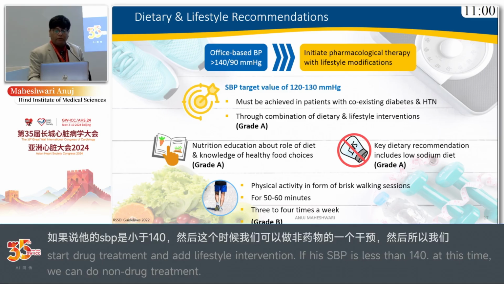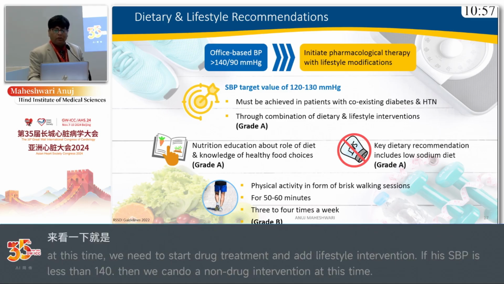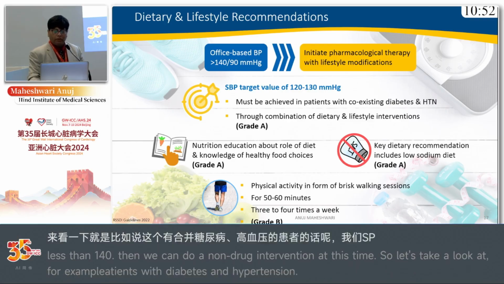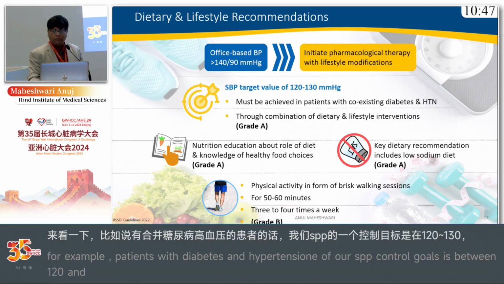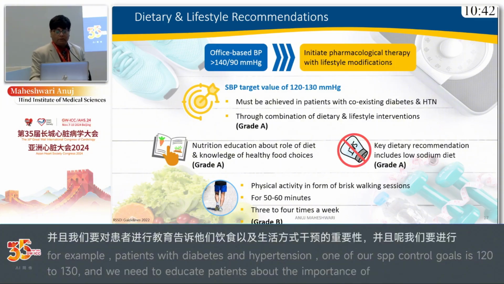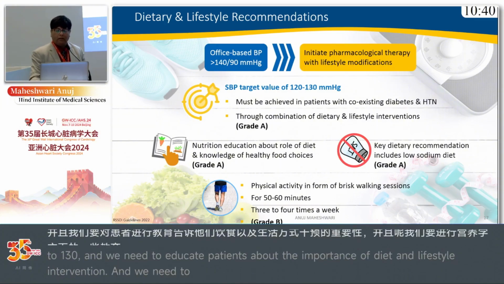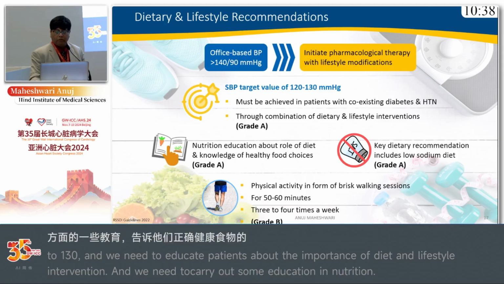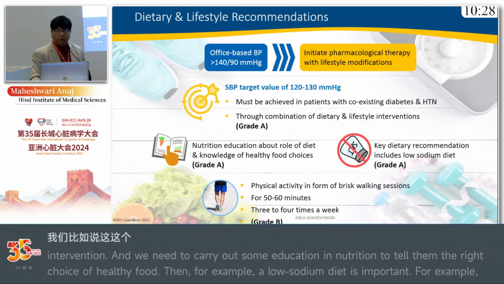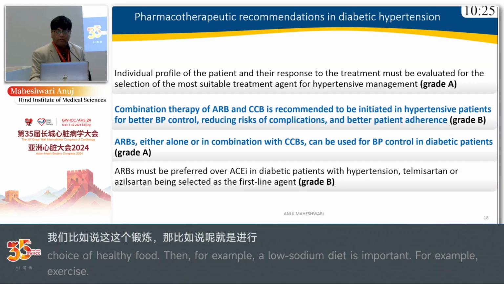This must be achieved in patients with coexisting diabetes and hypertension through a combination of dietary and lifestyle intervention. Nutrition education about the role of diet and knowledge of healthy food choices must be given. Key dietary recommendations include a low sodium diet, which is very much focused and stressed in the Indian patient. Physical activity in the form of brisk walking sessions for 50 to 60 minutes, 3 to 4 times a week. We always focus and stress the low sodium diet in the Indian population because the Indian population is sodium sensitive.